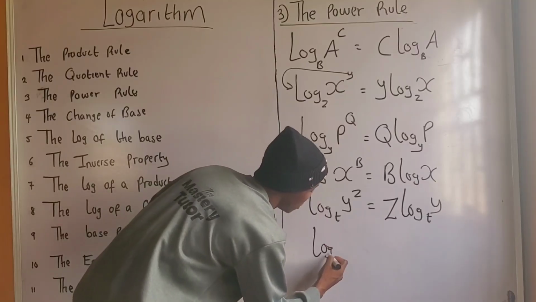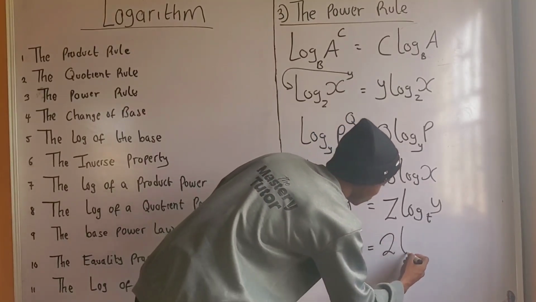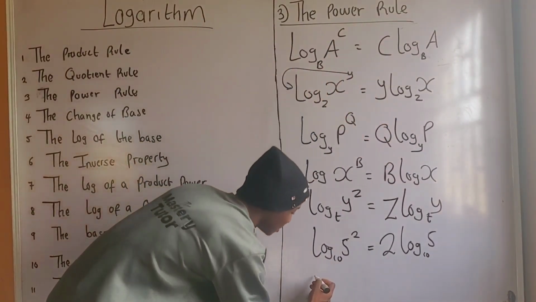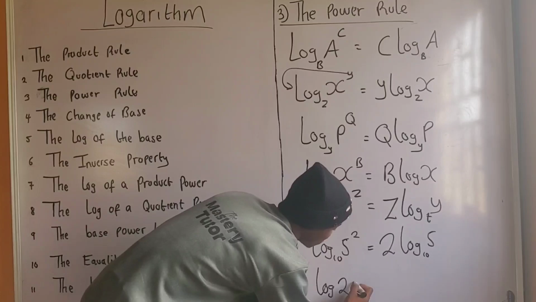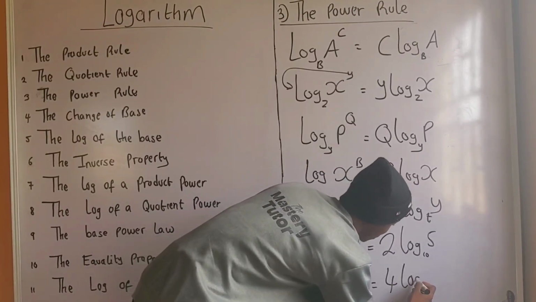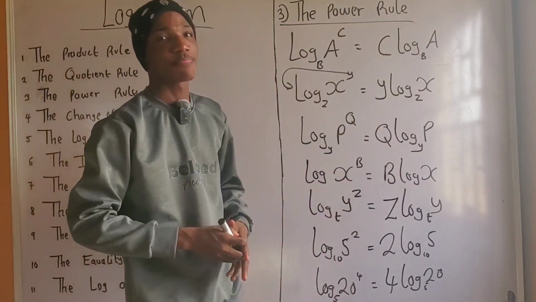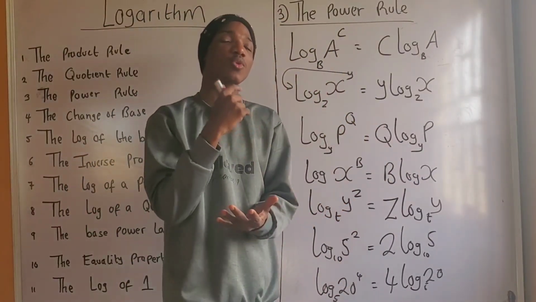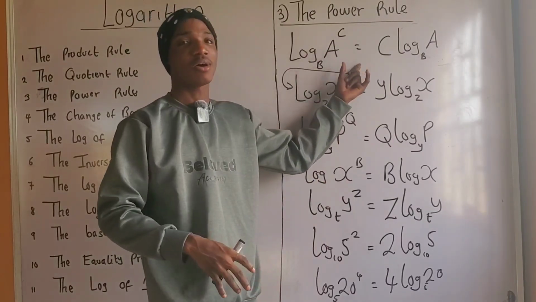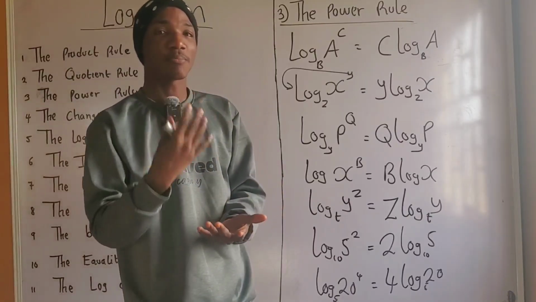Okay, so let's look at numbers. Let's say you have log 5 raised to the power of 2 base 10. The result will be 2 multiplied by log 5 base 10. Do you get it? Okay. Log 20 raised to the power of 4 base 5. The result will be 4 multiplied by log 20 base 5. So anytime you have the log of a power, the result will be the product of that power and the log. Don't forget, okay?